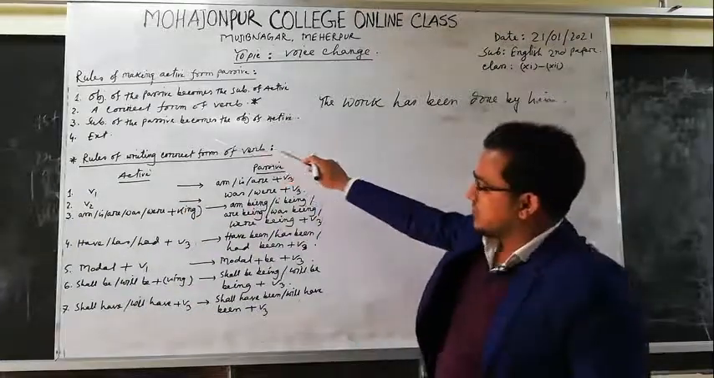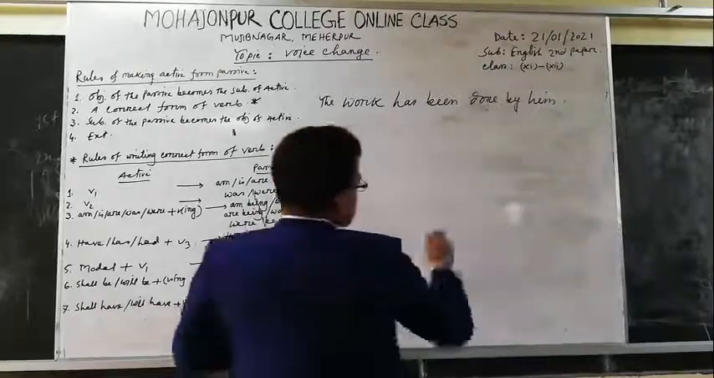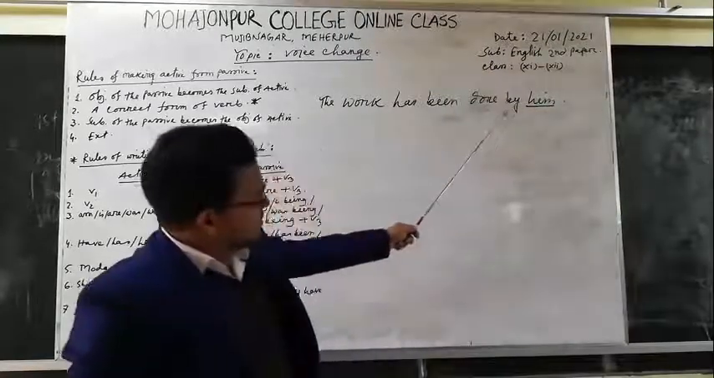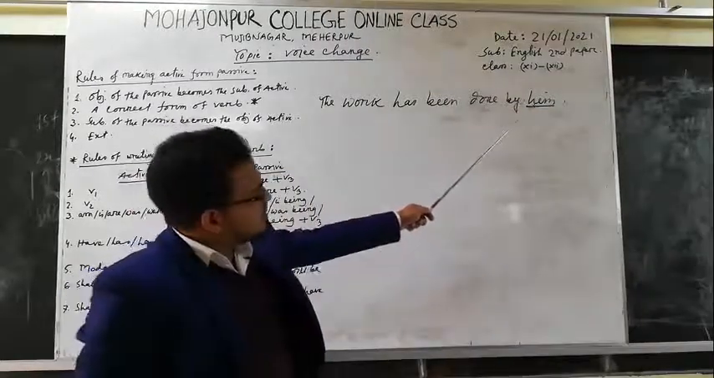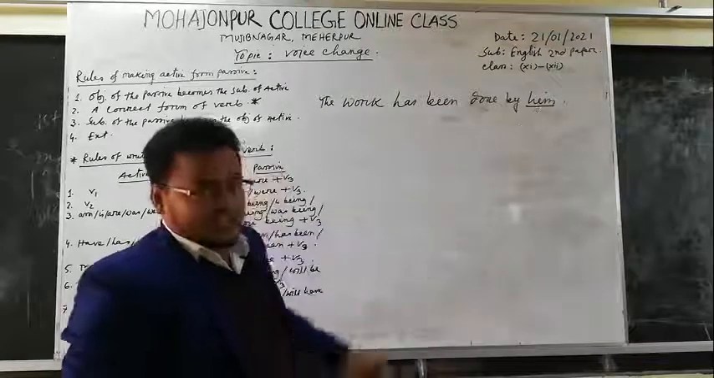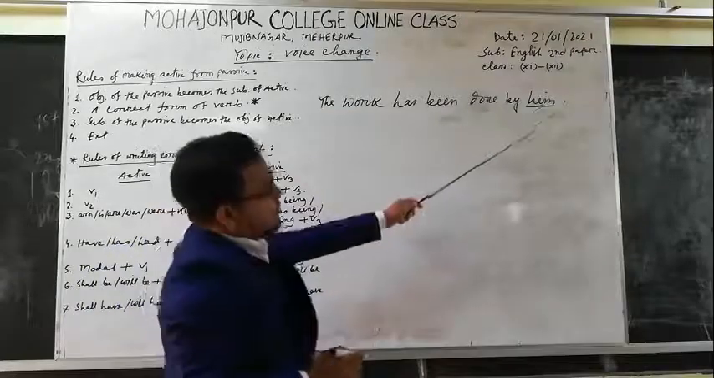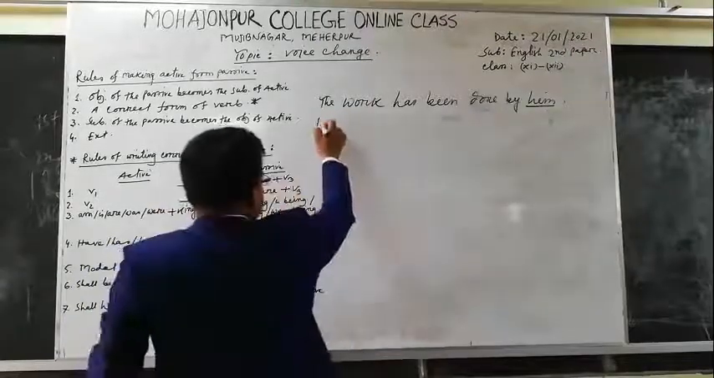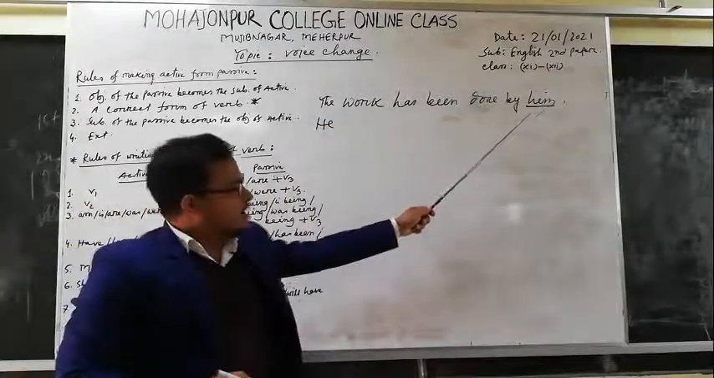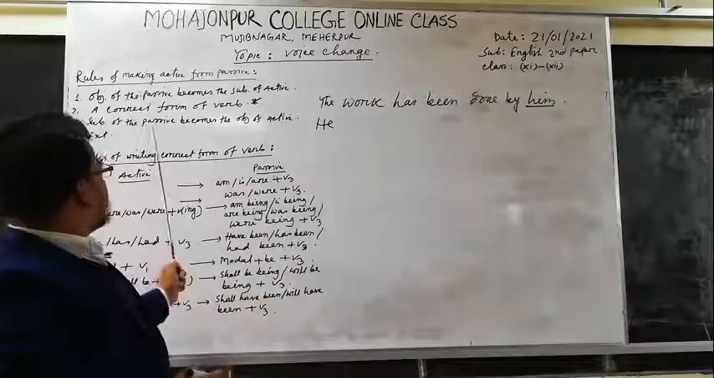Number 1, object of the passive becomes the subject of active. Students, here there is an object preceded by a preposition by, so we have to write him as an object of active voice. The subject form of him is he, you know, he is the subjective form of him, so object becomes the subject of active according to the rules.